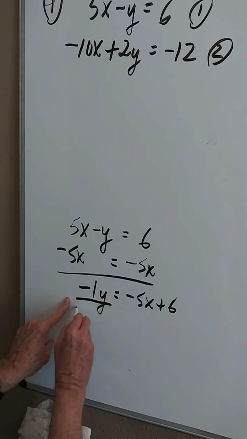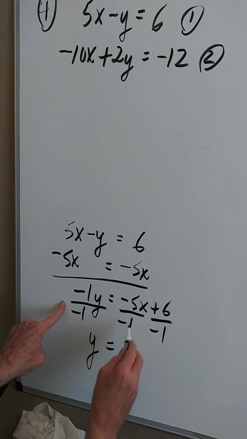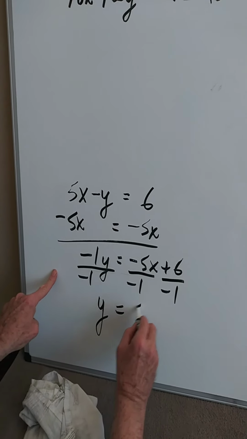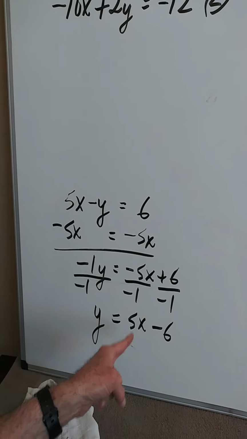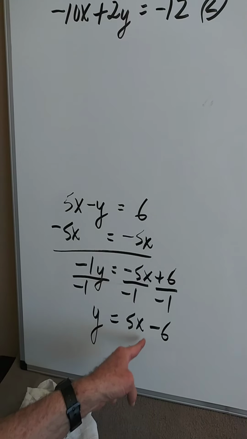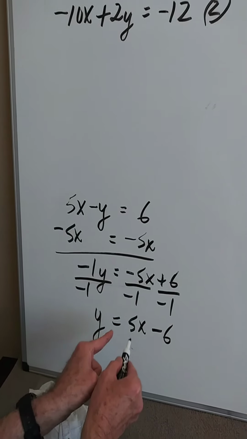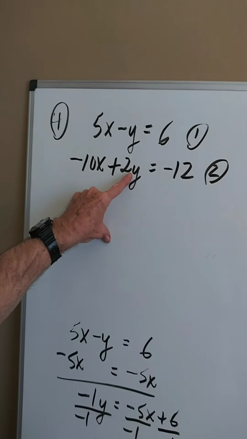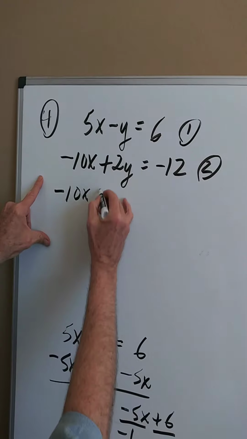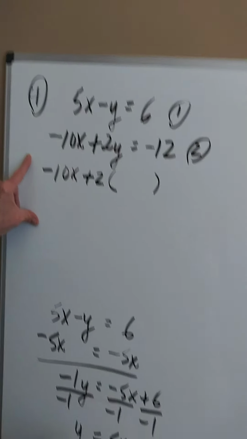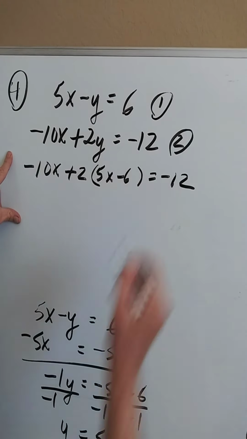Divide both sides by negative 1. Y is equal to, negative divided by negative, a positive 5x. Positive divided by negative, a negative 6. We have our substitution expression. Y is equal to 5x minus 6. We'll put 5x minus 6 in place of y in this equation number 2, right there. Down. House. 5x minus 6. Copy the rest.